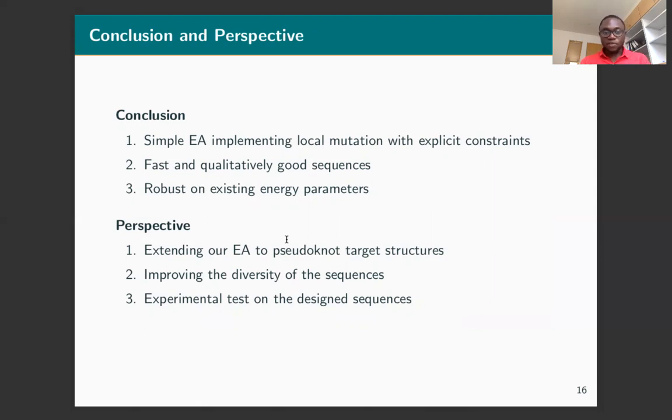As a perspective of this work, we would like to extend our algorithm to pseudoknots, and improve the diversity of sequences since we are using only local mutations. We would also like to test the designed sequences experimentally.